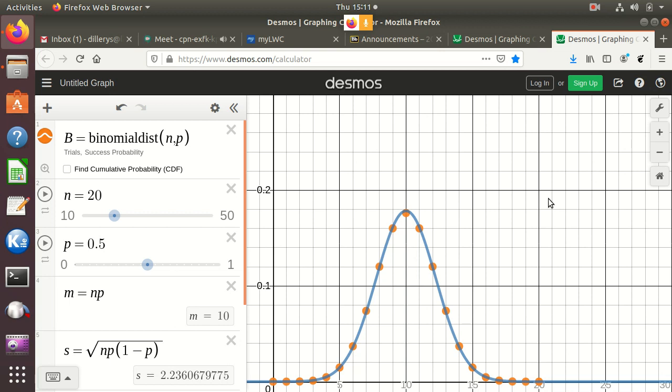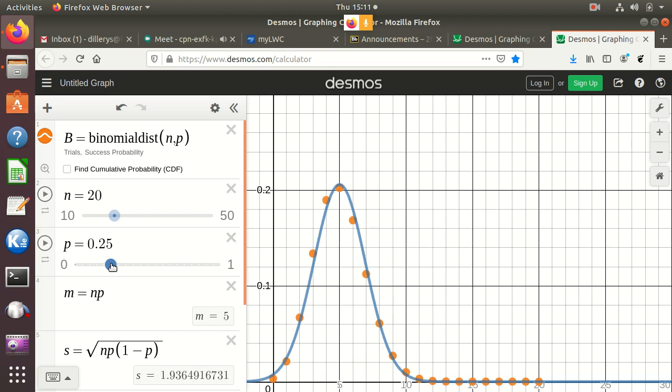And you can see how well they line up. In that case, if you look over on the left, n is 20 and p is 0.5. So when you take n times p, you get 10. However, if I take this down to 0.25, then my expected number of successes is 5 down here.